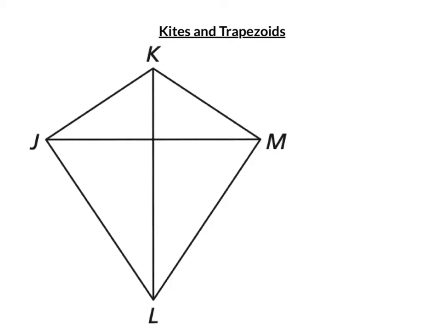Let's take a look at kite KMLJ. From the previous page, we know by definition a kite has two pairs of consecutive congruent sides. That means JK is congruent to KM. We know that JL is congruent to ML.